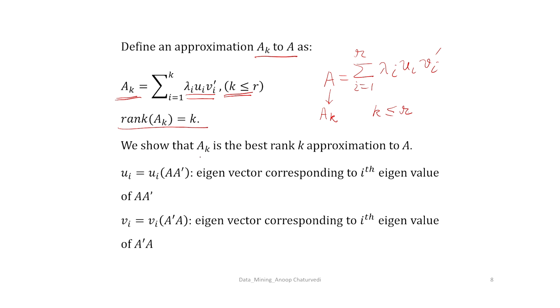Now, we show that A_k is the best rank k approximation of A. That is, if you take any other matrix of rank k, then A_k is better than that matrix, in the sense that if you take the norm of the distance between A and that matrix, it is more than the norm of the distance between A and A_k.